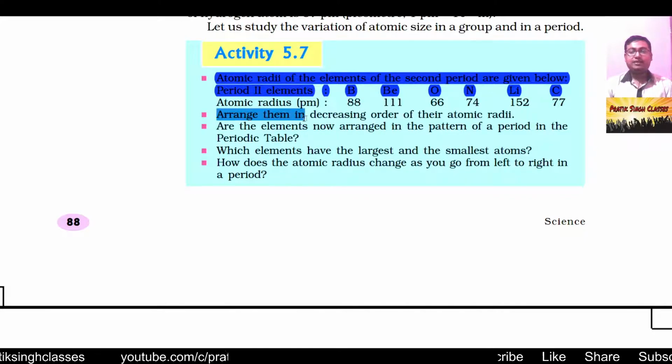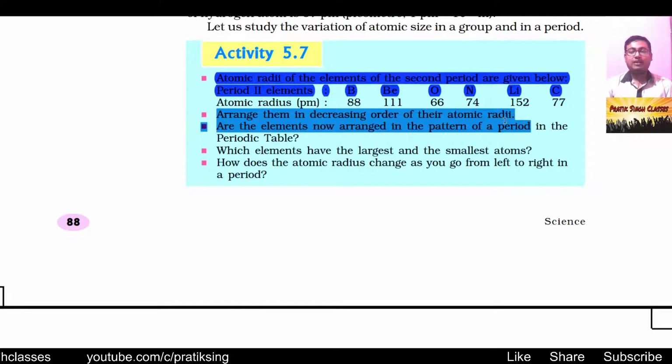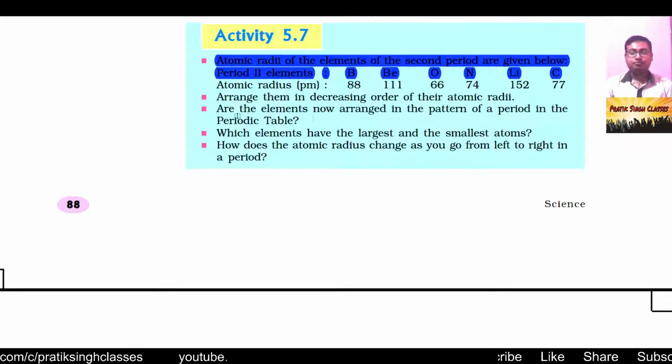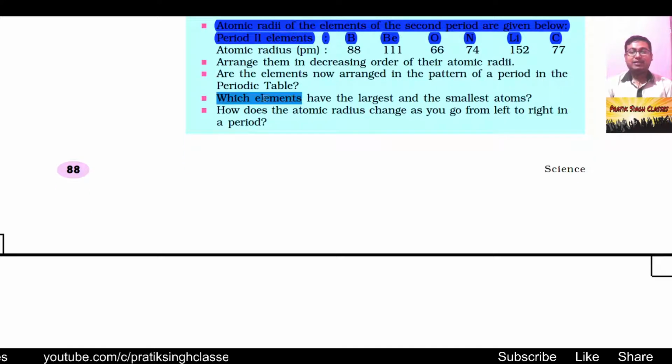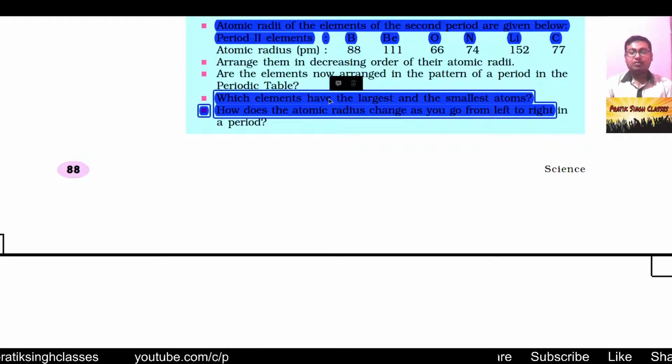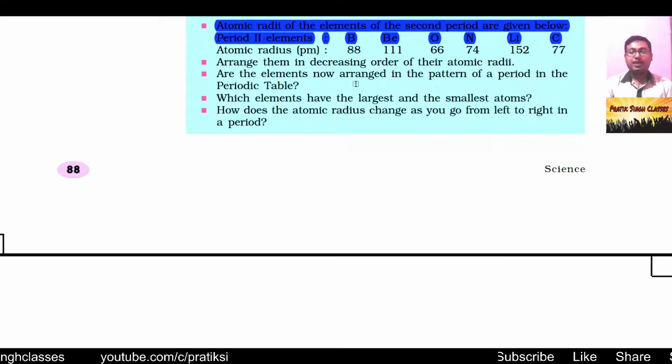Arrange them in decreasing order of their atomic radii. Here the biggest size is for beryllium, and the least is for oxygen. Are the elements now arranged in the pattern of the periodic table? Which element has the largest and the smallest atoms? As you can see, the largest is for beryllium and the smallest is for oxygen. How does the atomic radius change as you go from left to right in a period?